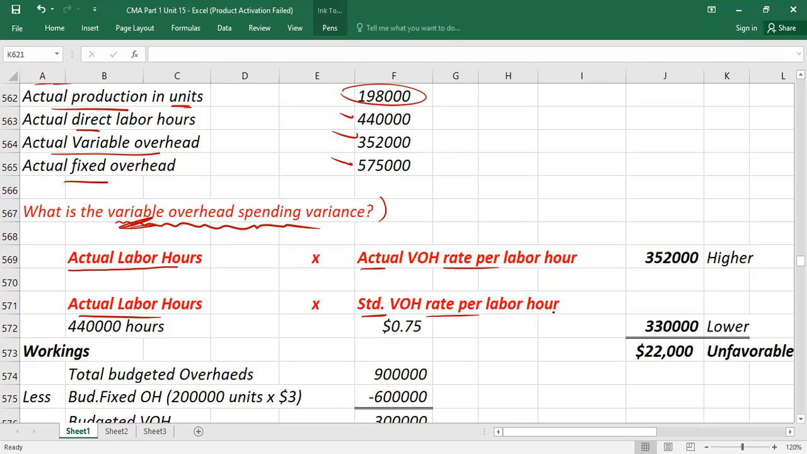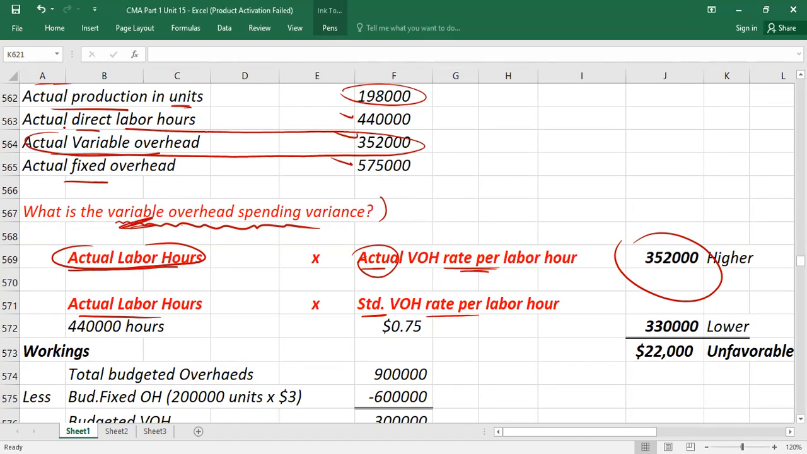Now tell me, if I multiply actual labor hours with the actual rate per hour, what will I get? It will be actual variable overhead, and it is given in the question. You don't need to calculate. Look in the question where actual variable overhead cost is given. Is it given or not? Yes, 352,000. So the first line answer is already given. I don't need to work. Understood? Second line is what? Actual labor hours into which rate?